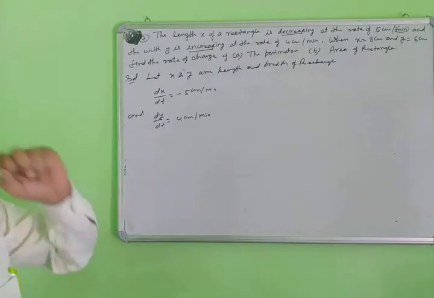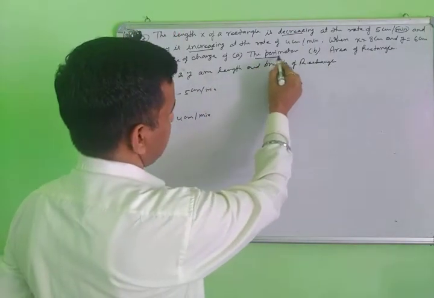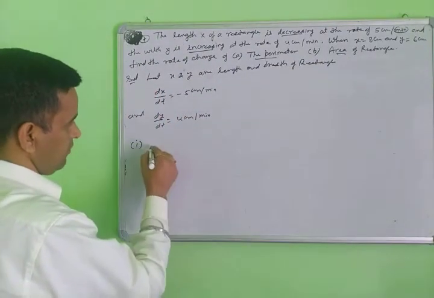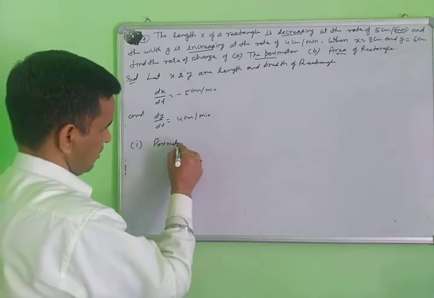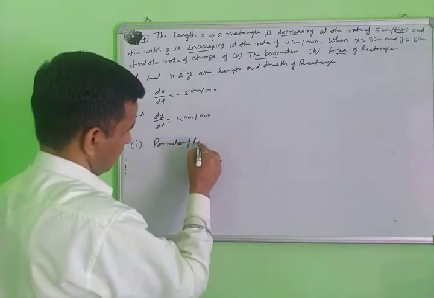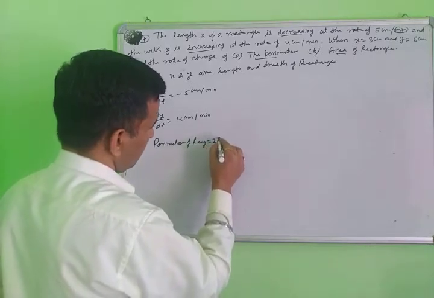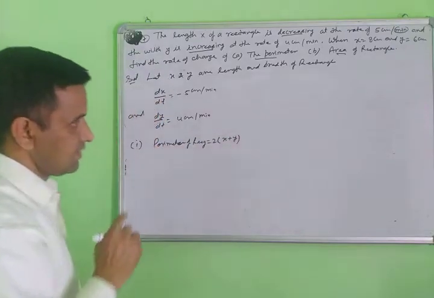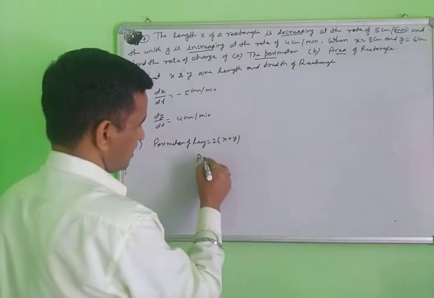Second thing here, you will be changing your perimeter and area. So then you write here the first part: perimeter of the rectangle is equal to 2 times length plus breadth, 2(x plus y). The perimeter is represented by P.